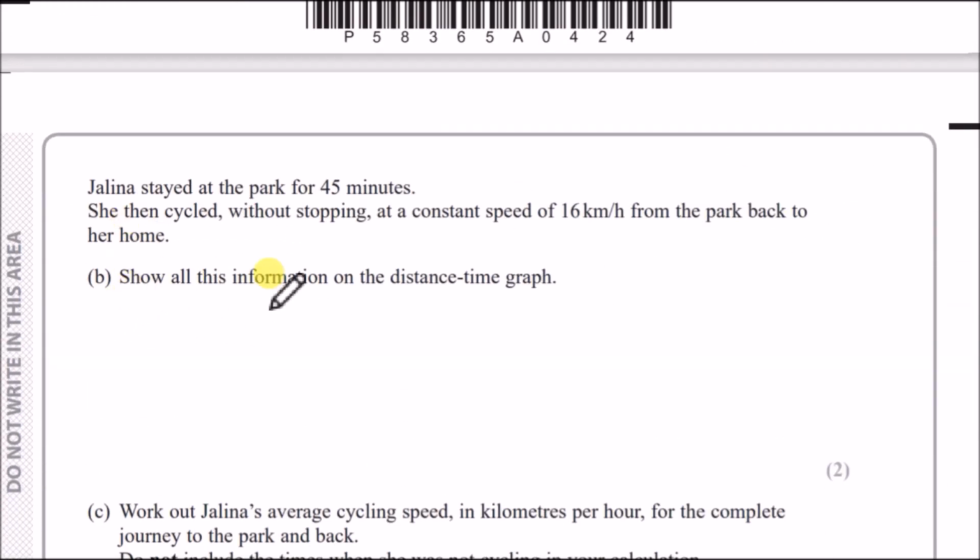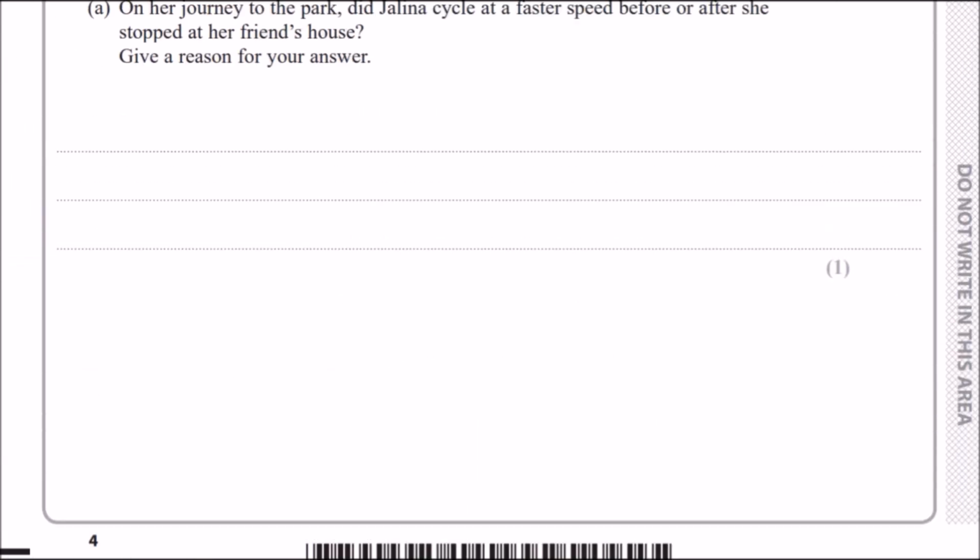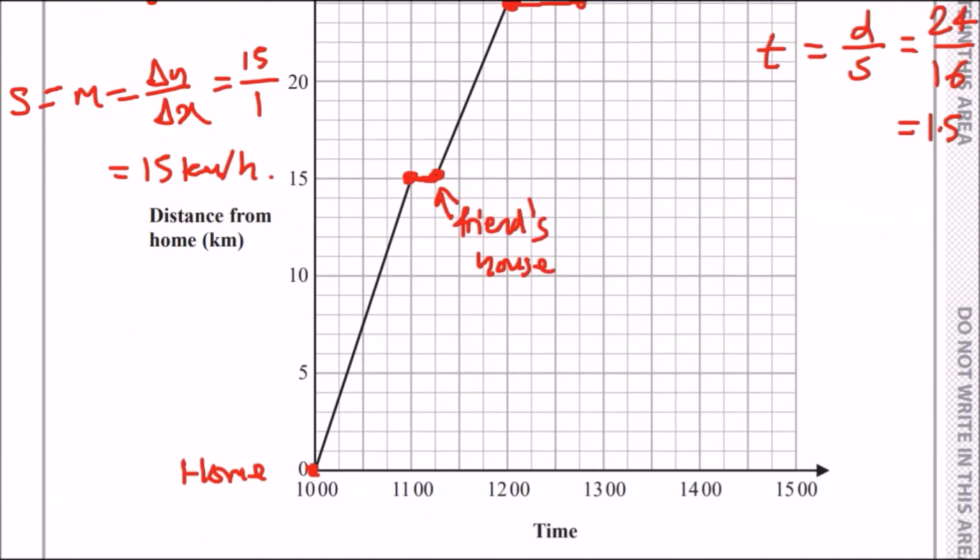Show all this information on the distance time graph. So we have to plot this. That means from here, we're going to go 1.5 hours. So if we're at 12:45 right now, let's write 12:45. And it takes an hour and a half to get home. So from 12:45, add an hour, it will be 1:45 p.m. And then add half an hour, it will be 2:15. So she's going to get home around here. What you should do, guys, is use a ruler. But because I don't have a ruler, I'm just going to do a quick dotted line. It should be a nice straight line. And that should cover this part.